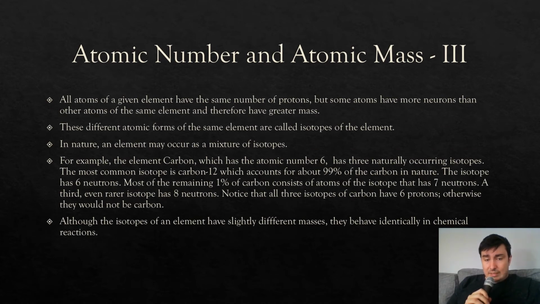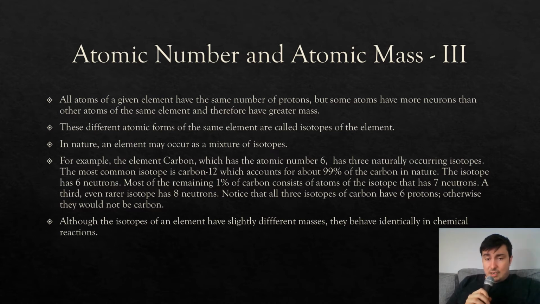All atoms of a given element have the same number of protons, but some atoms have more neutrons than other atoms of the same element and therefore have greater mass. These different atomic forms of the same element are called isotopes of the element. In nature, an element may occur as a mixture of isotopes.